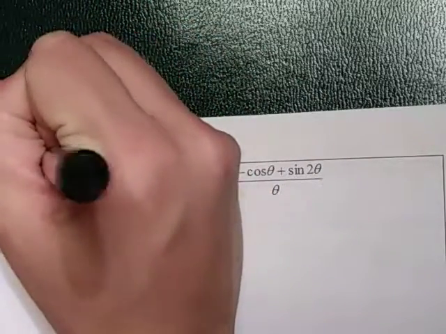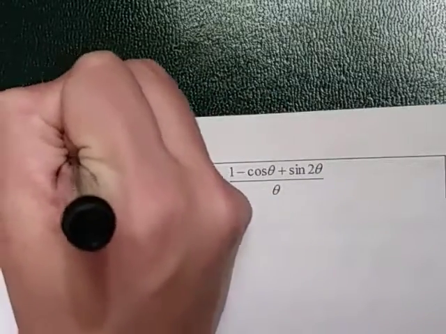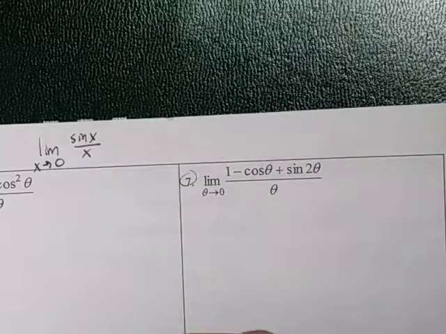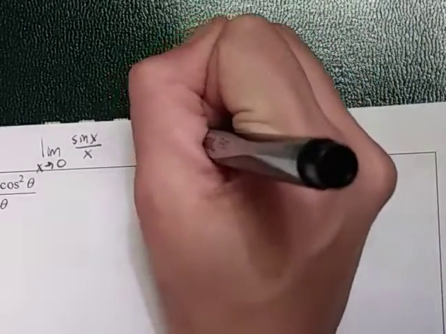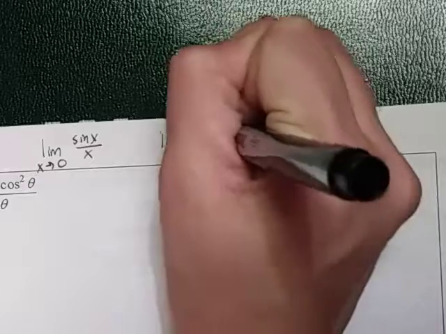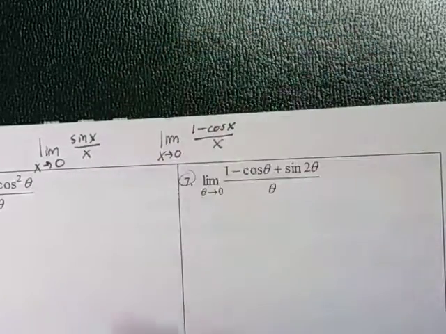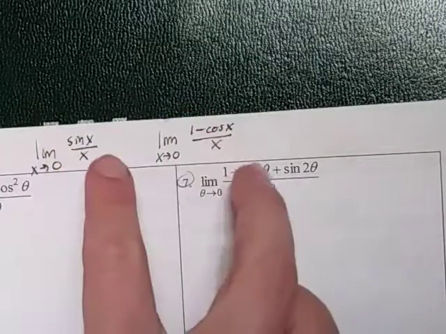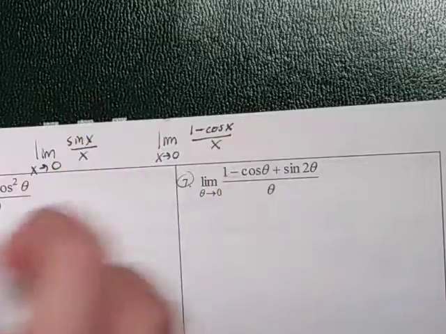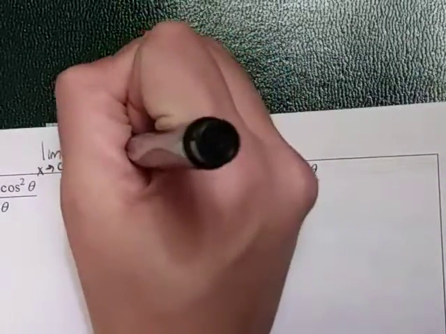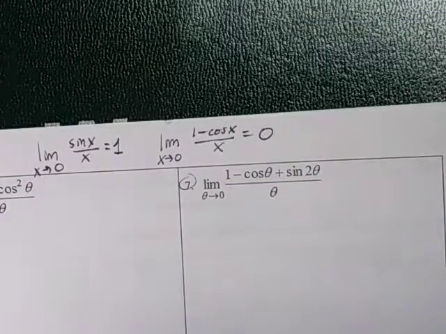The limit of sine x over x as x is approaching 0, and our newest one that you guys discovered just a few moments ago, the limit of 1 minus cosine x over x, as x is approaching 0. Both of these functions have holes at x equaling 0, so we can't plug it in. But we know that this guy equals 1, and this guy equals 0. We can use them as needed in our analysis here.